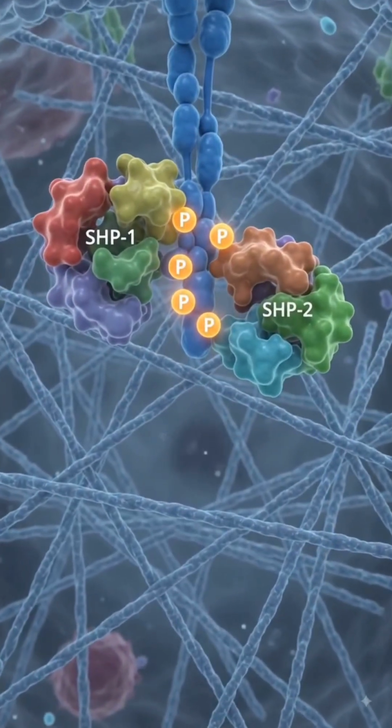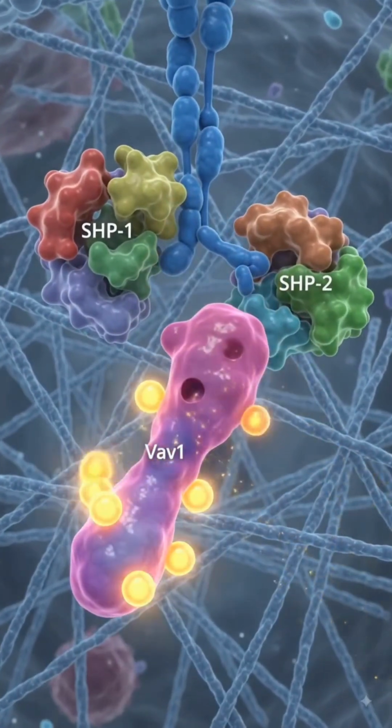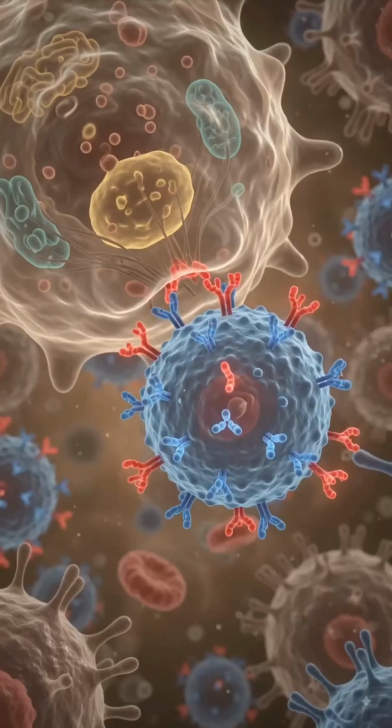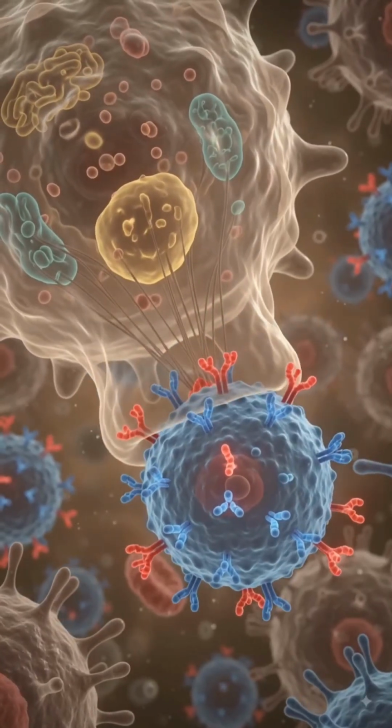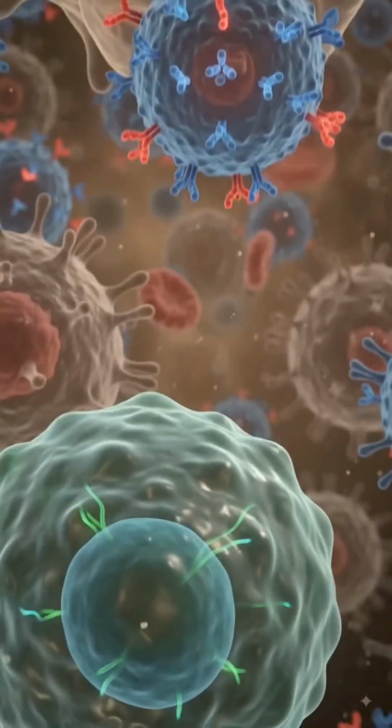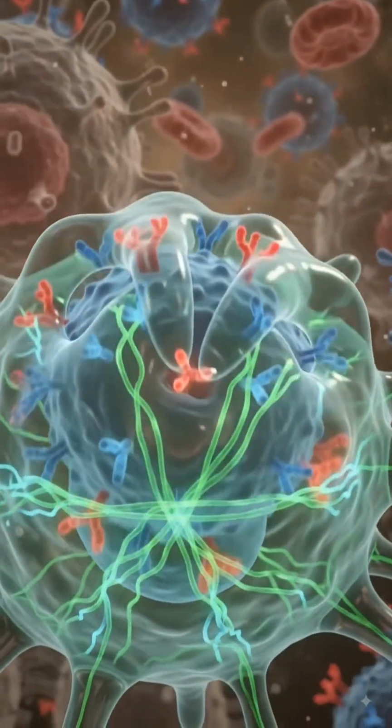Recruited SHP-1 and SHP-2 phosphatases directly dephosphorylate VAV1, blocking RAC activation and halting phagocytosis. Consequently, opsonized targets expressing functional CD47 can only be internalized via a less efficient, slower, Rho-mediated sinking mechanism.